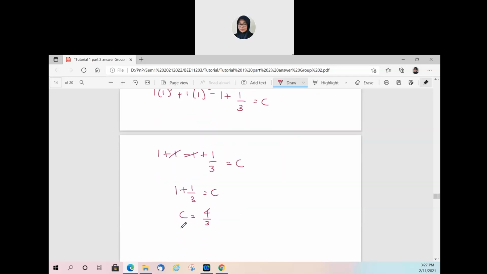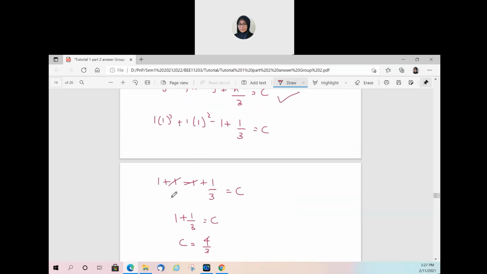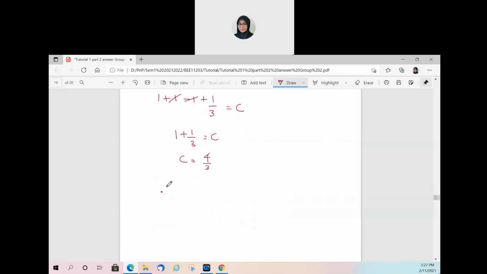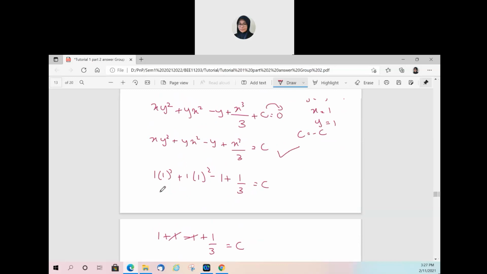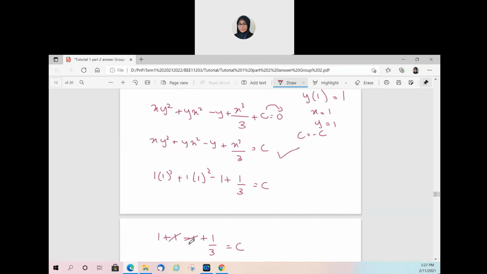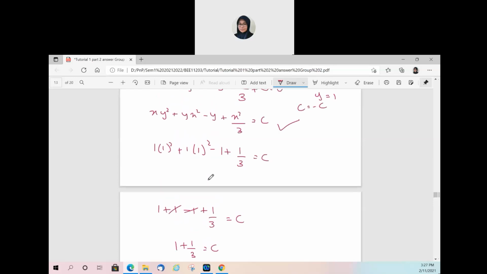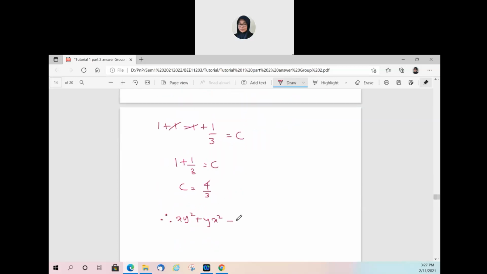Okay. Betul. So you gantikan, you replace this c inside this equation. Therefore, your final answer will be xy square plus yx square minus y plus x kuasa 3 per 3 equals to 4 over 3. Okay, siap.